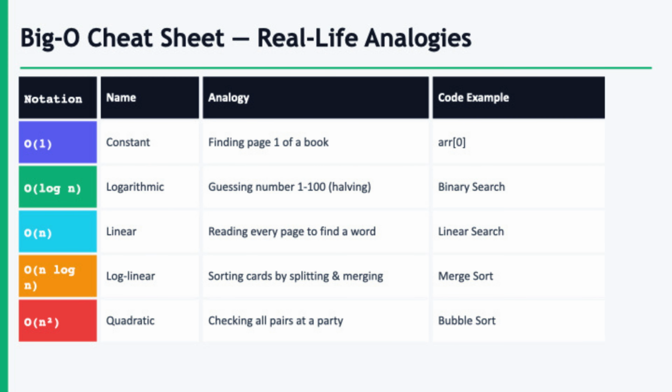Think of constant time as finding the first page of a book. Logarithmic time is like guessing a number by constantly halving the possibilities, and linear time is like reading every single page to find a specific word.